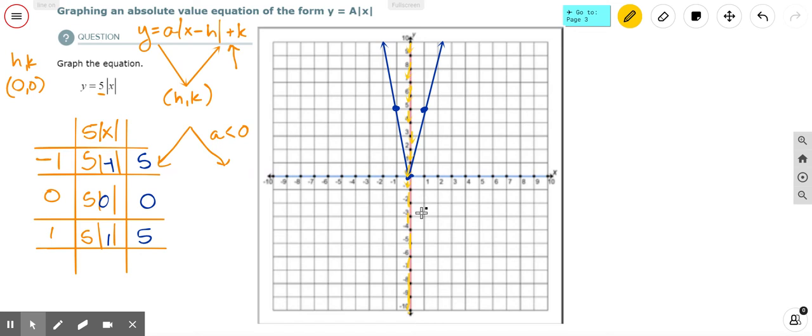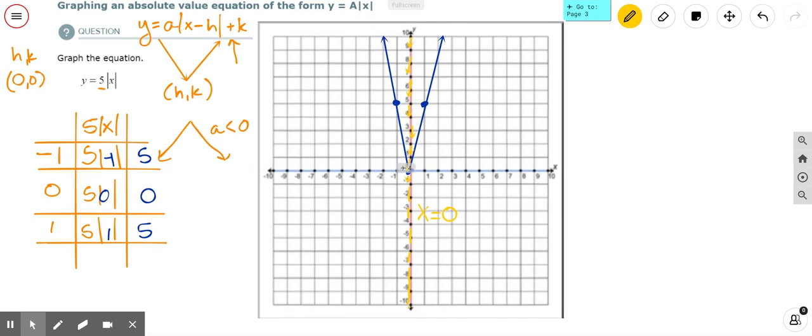And the name of that line, if you remember, vertical lines are named x. And that is x equals 0. You don't have to name the axis of symmetry, but that's coming up, so I wanted to get it in your brain. Okay, here we go. Next.